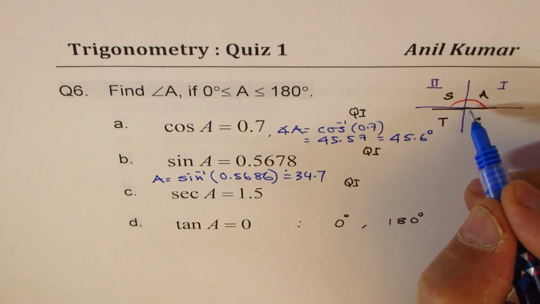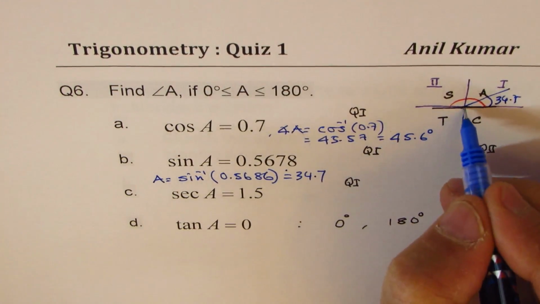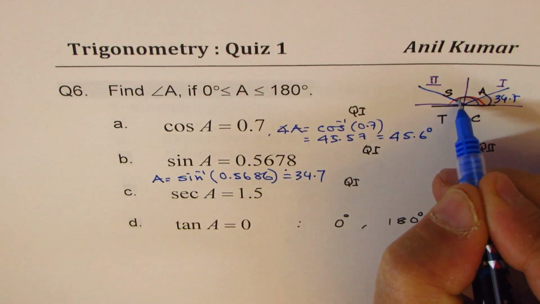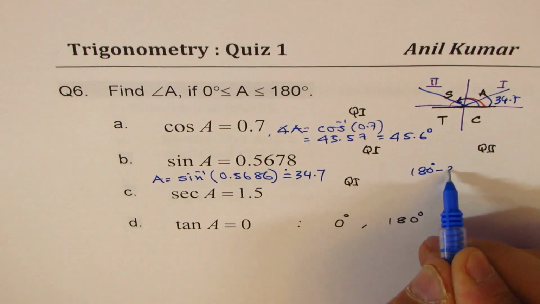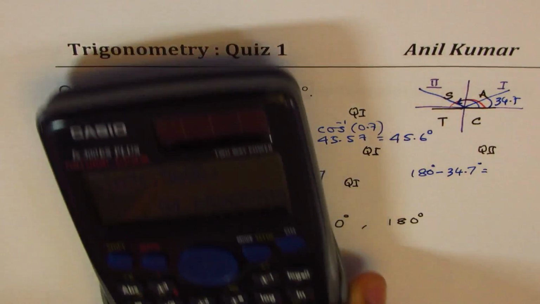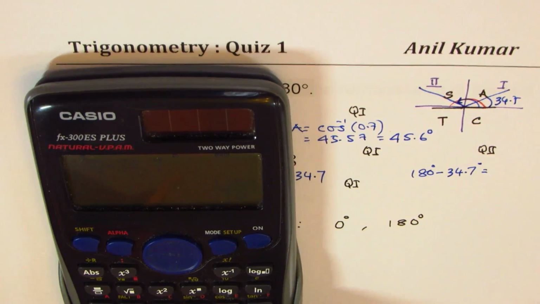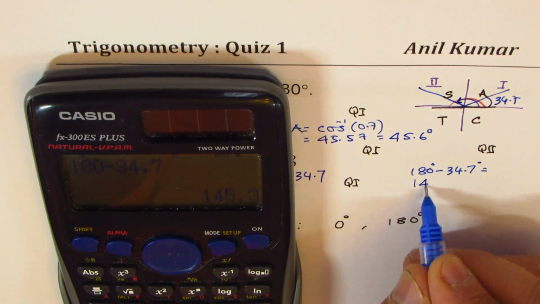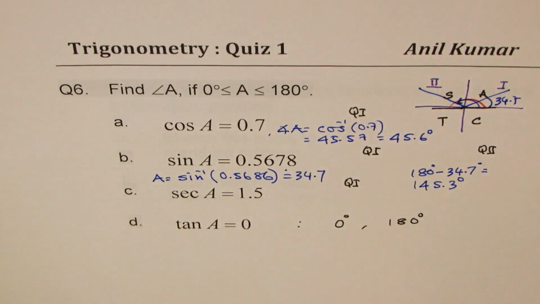So we get one angle here, which is 34.7. The other should be right there, right? So the other angle is 180 degrees minus 34.7 degrees. Is it okay? So you have to get two answers. Remember that part. So 180 minus 34.7 is equal to, in decimals, 145.3 degrees. So for sine, you get two answers.